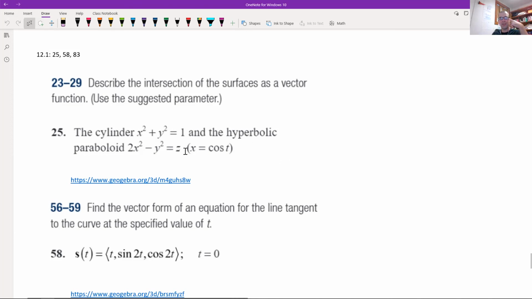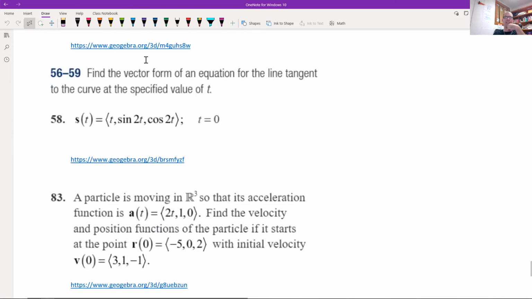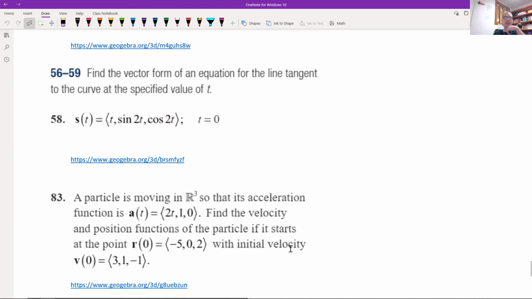Hint, you've got a cylinder on one of them where it's a circular cylinder. Here is one where you're finding the tangent vector, or actually you're finding the whole line tangent to that curve, where finding the tangent vector is part of that. And the last one is about integration, I think. So you're doing acceleration and velocity and position again. And if you have time to work on those, great.